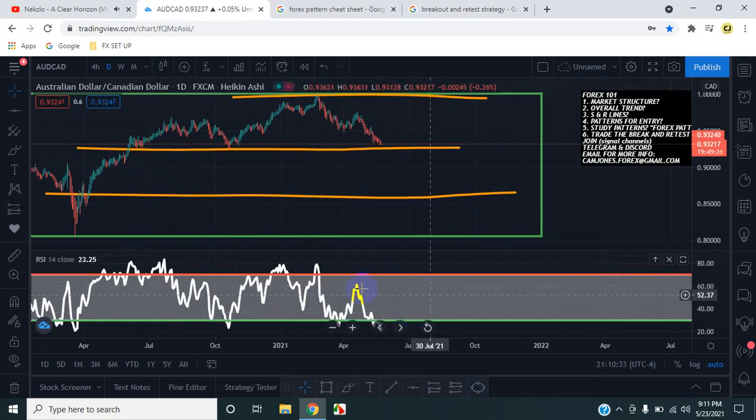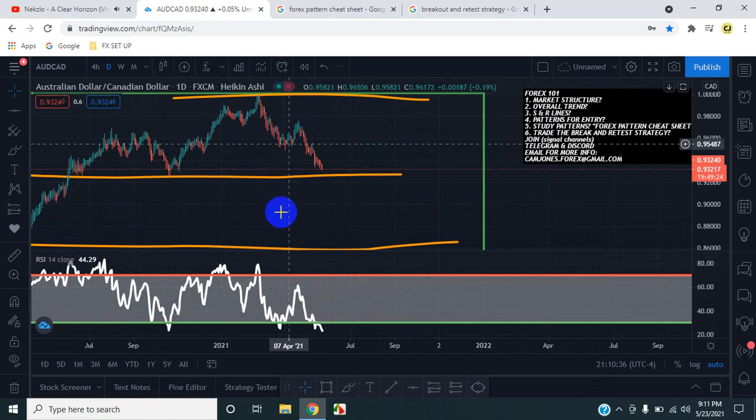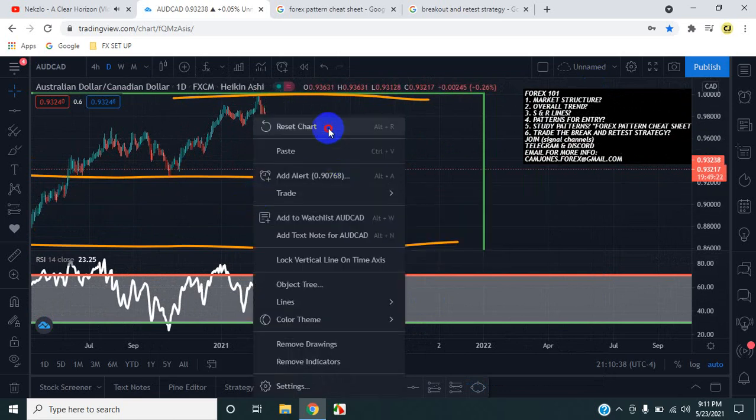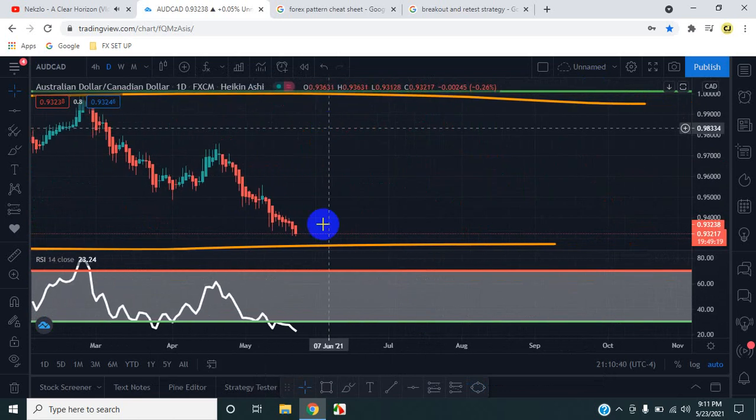Okay, so we have the RSI indicator up. So let's read the RSI indicator with price action and see what's going on in the market.